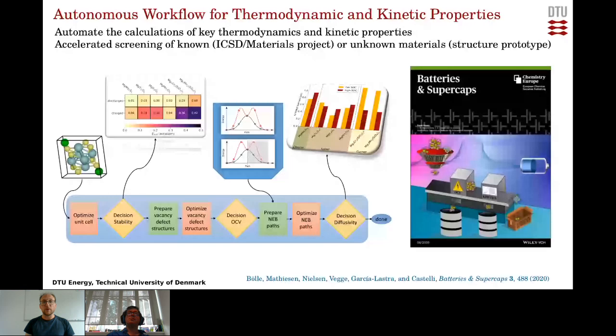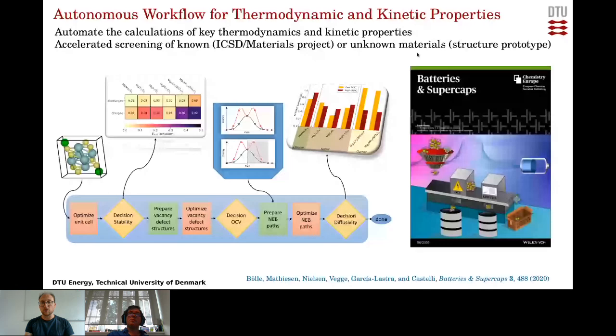So just briefly, if you can see the snap here, we optimize the cell, we calculate the stability, then we prepare some structures with defects to look at the open circuit voltage and also the mobility of the ions. So we have three different decision marks: stability, open circuit voltage, and diffusivity. And at the end, if they perform better than the Chevrel phase, then we consider a good candidate material for experimental synthesis. Here, as input structures, we take all the structures from known databases, the ICSD and Materials Project, but we could also look at unknown materials, for example, using a structure prototype approach, as I said before.